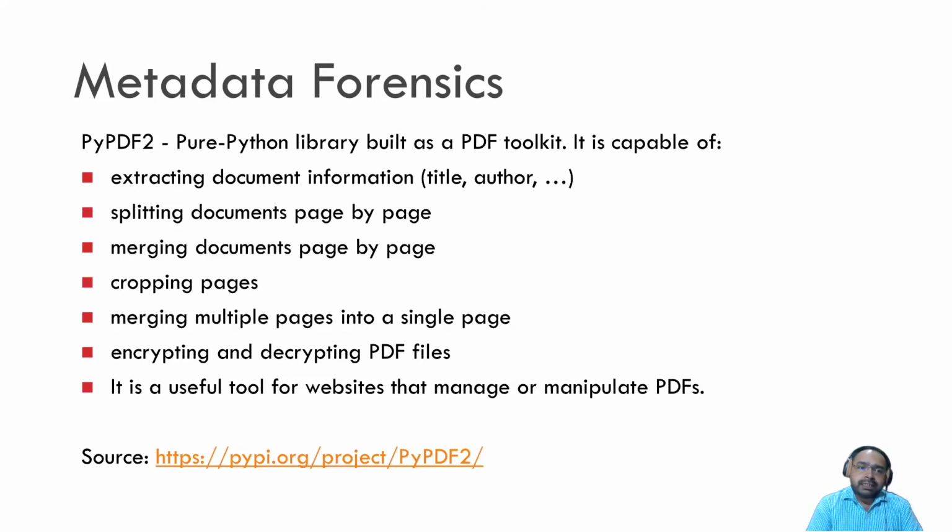Now you can also get the data from a PDF file. To extract the information related to a PDF file, you need to use the library called PyPDF2. Again, it's a pure Python library and it is built as a PDF toolkit. It is capable of extracting document information such as title, author, and other file properties. Then you can split the documents page by page, or merge the documents page by page, crop pages, merge multiple pages into a single page, and encrypting and decrypting of PDF files is possible. So it is a very useful tool for websites that manage or manipulate PDF files.